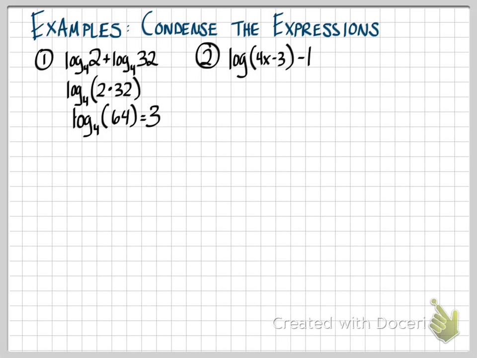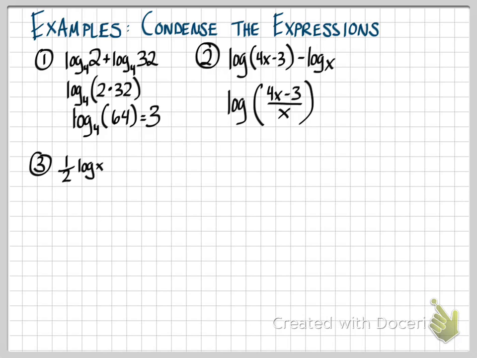Question 2, log of 4x minus 3 minus log of x. So I see a subtraction, so hopefully you're realizing this is the quotient rule. I'm going to use the quotient rule because it states the difference of two logarithms is equal to the logarithm of the quotient. So I've condensed this and I'm done.